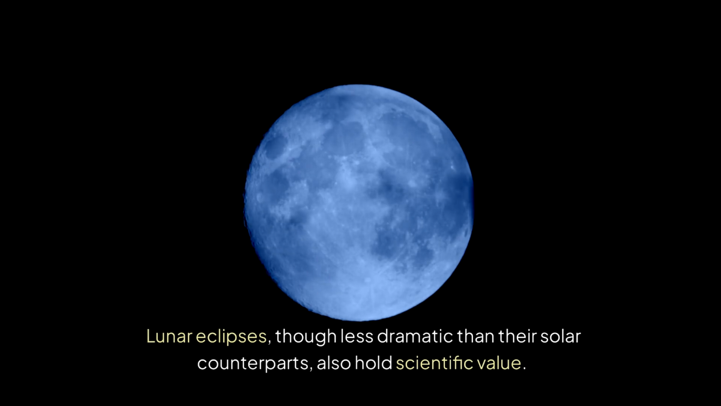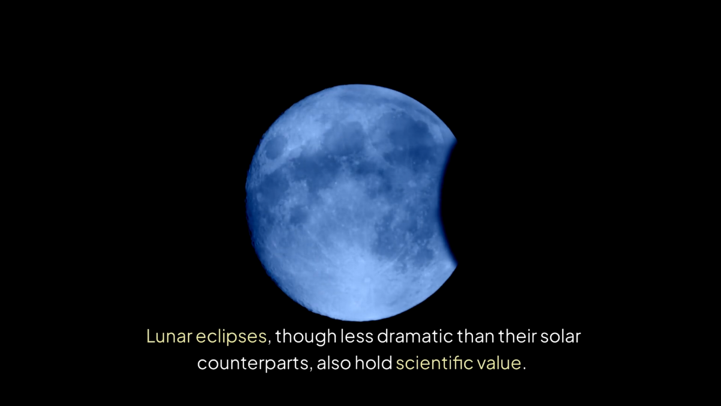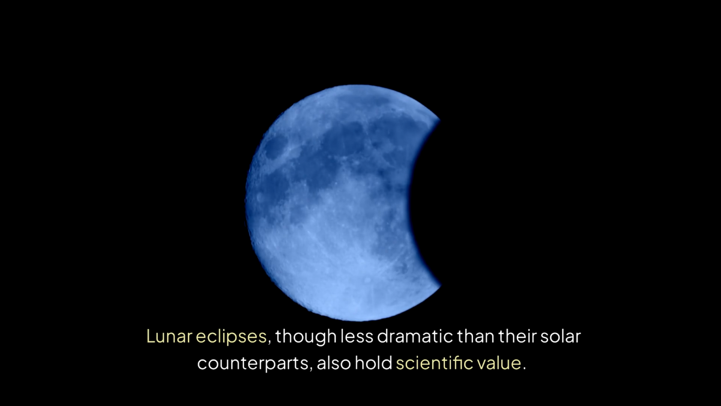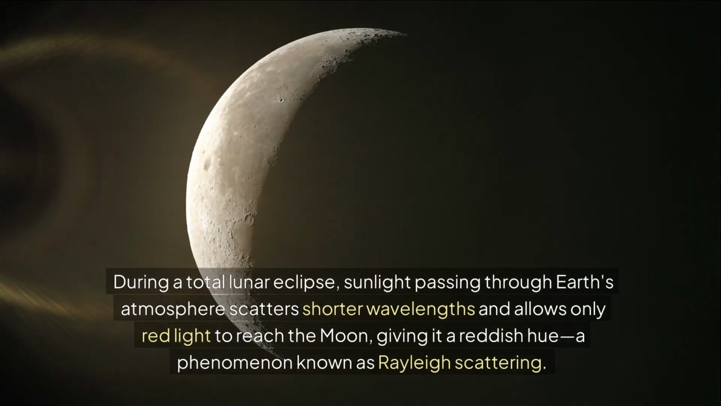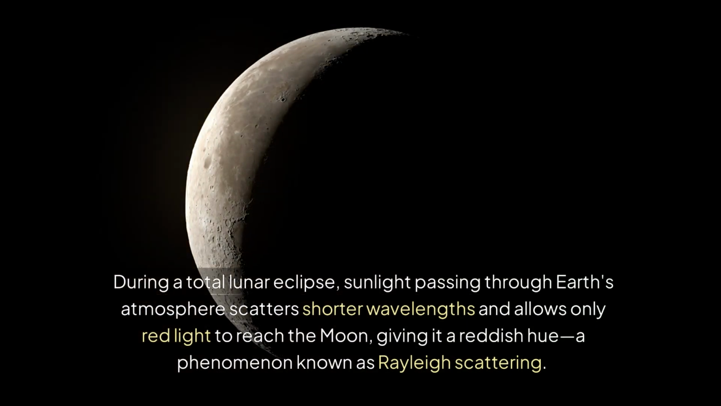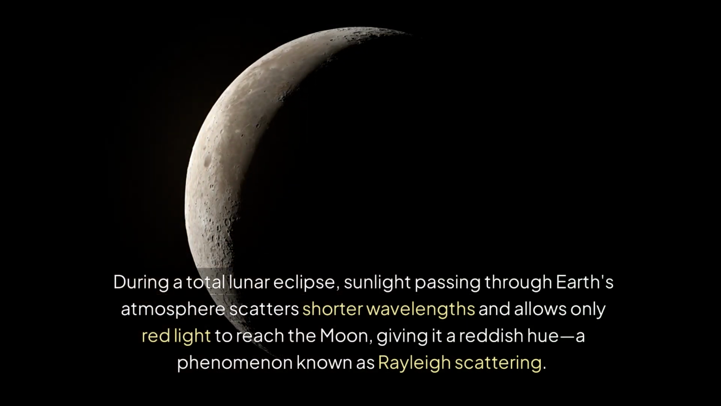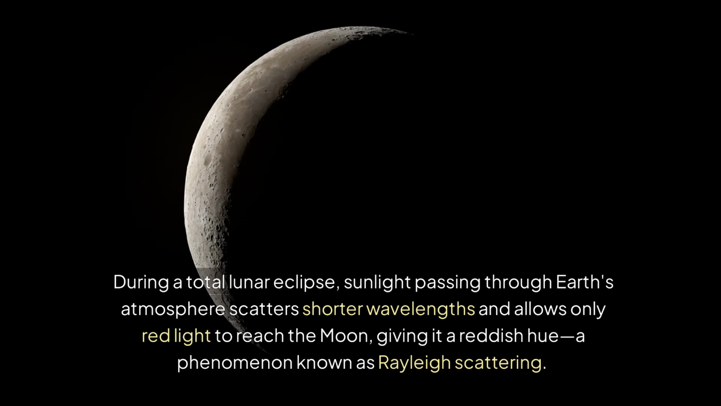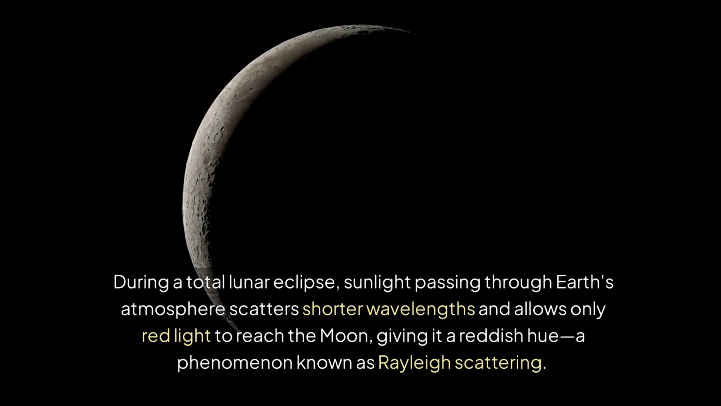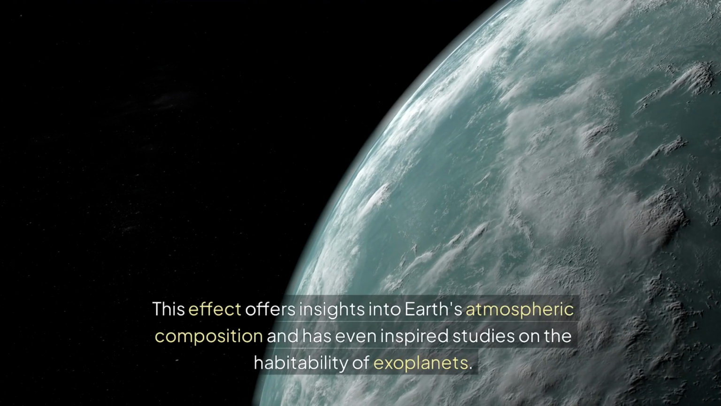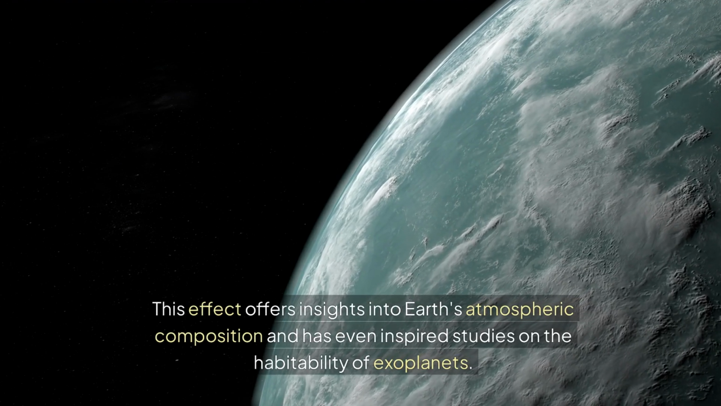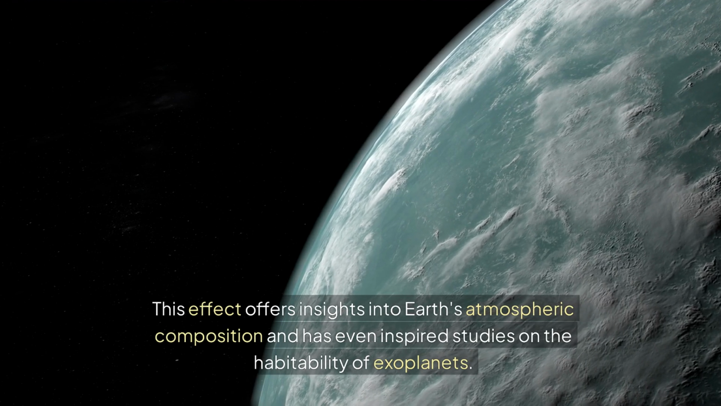Lunar eclipses, though less dramatic than their solar counterparts, also hold scientific value. During a total lunar eclipse, sunlight passing through Earth's atmosphere scatters shorter wavelengths and allows only red light to reach the moon, giving it a reddish hue, a phenomenon known as Rayleigh scattering. This effect offers insights into Earth's atmospheric composition and has even inspired studies on the habitability of exoplanets.